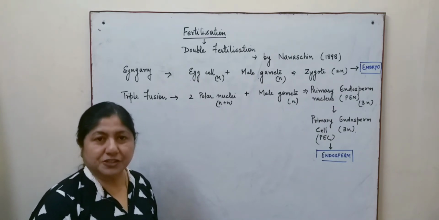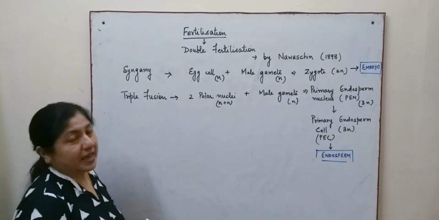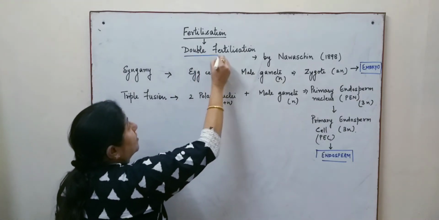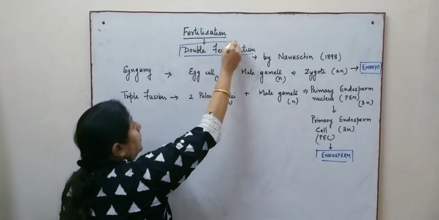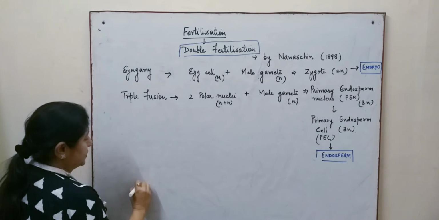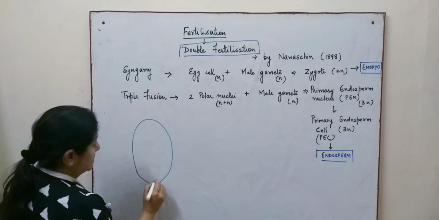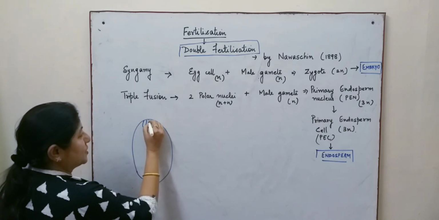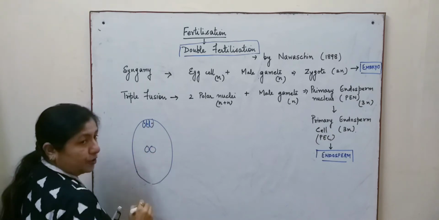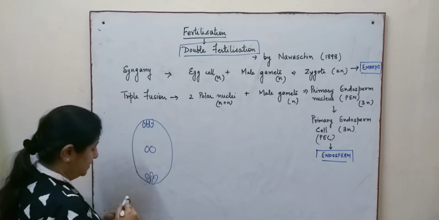Fertilization, continuing with that, we call the fertilization double fertilization in the case of angiosperms. So why are we calling it double fertilization? As we have observed, this is the structure of an embryo sac. These are the antipodal cells, the two polar nuclei, the synergids and the egg cell, that is the egg apparatus.